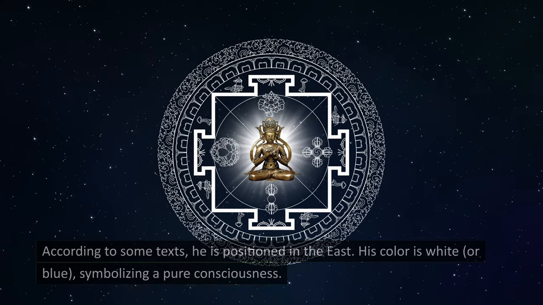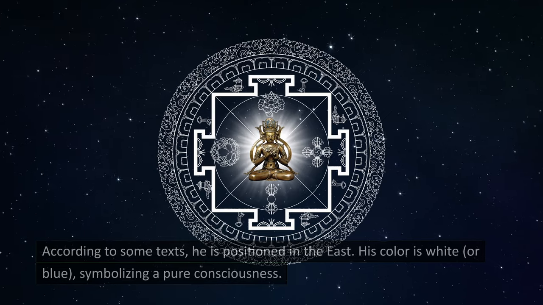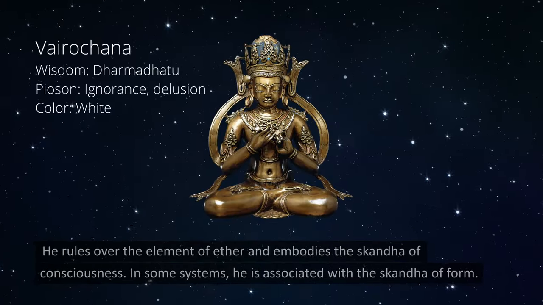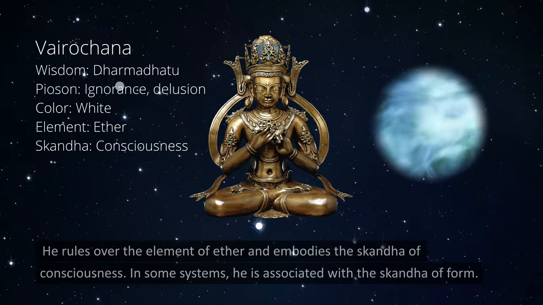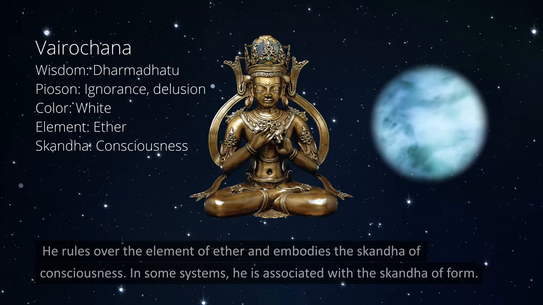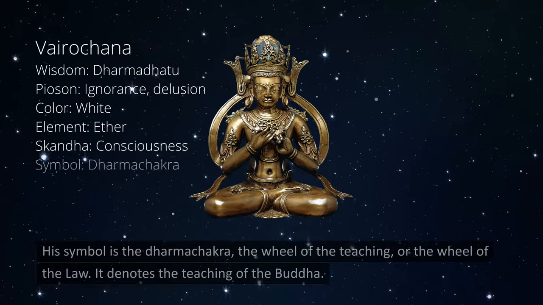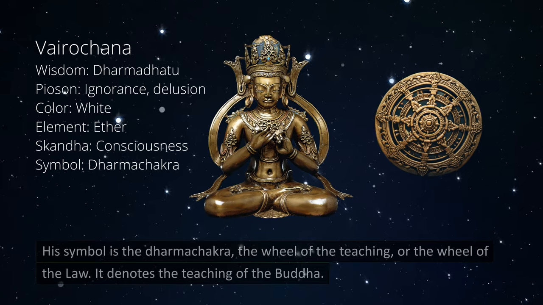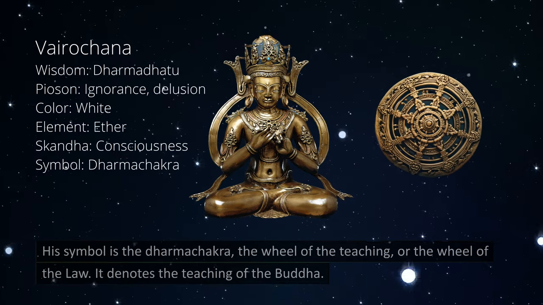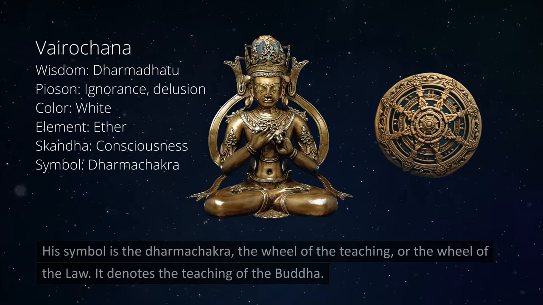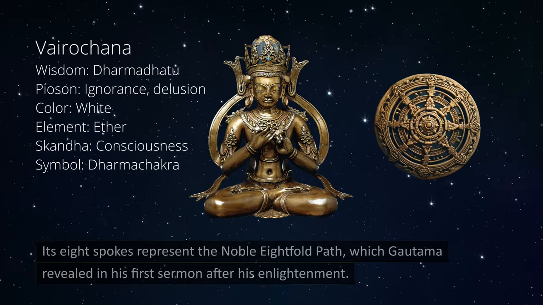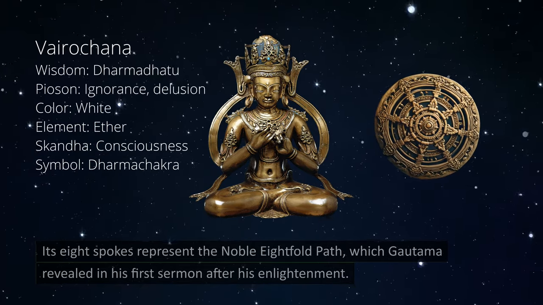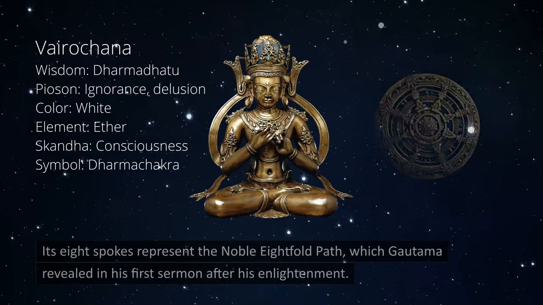His color is white or blue, symbolizing a pure consciousness. He rules over the element of ether and embodies the khanda of consciousness. In some systems, he is associated with the khanda of form. His symbol is the Dharma chakra, the wheel of the teaching, or the wheel of the law. It denotes the teaching of the Buddha. Its eight spokes represent the Noble Eightfold Path, which Gautama revealed in his first sermon after his enlightenment.